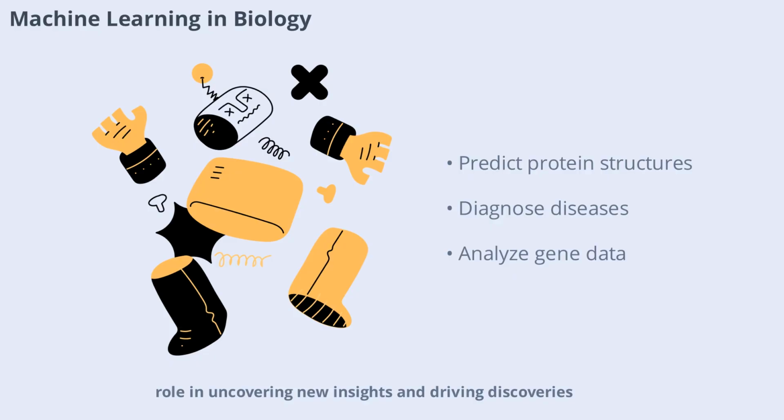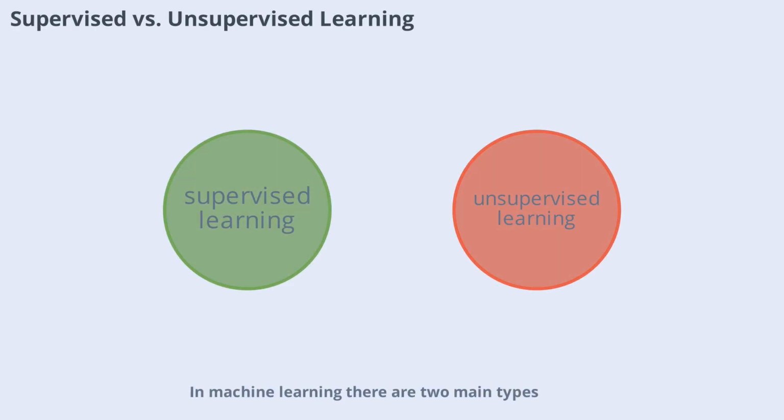In machine learning, there are two main types: supervised and unsupervised learning. Supervised learning uses labeled data to train algorithms, making it ideal for tasks like disease classification. Unsupervised learning, on the other hand, finds patterns in unlabeled data, such as grouping genes with similar expression profiles. Both approaches are valuable in biological research, depending on the question and the data available.